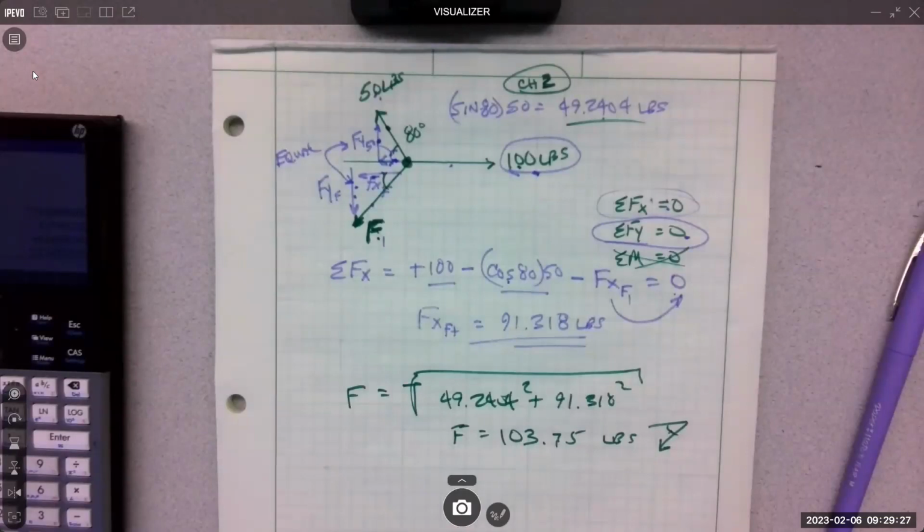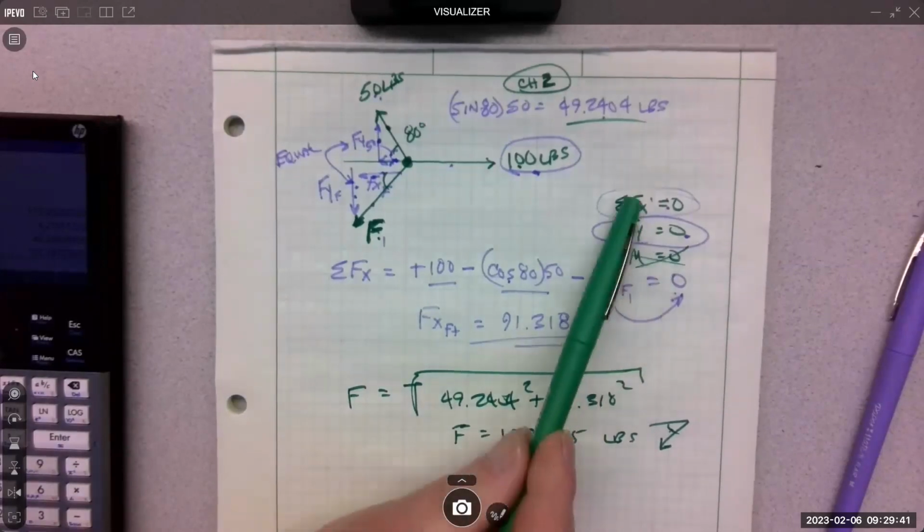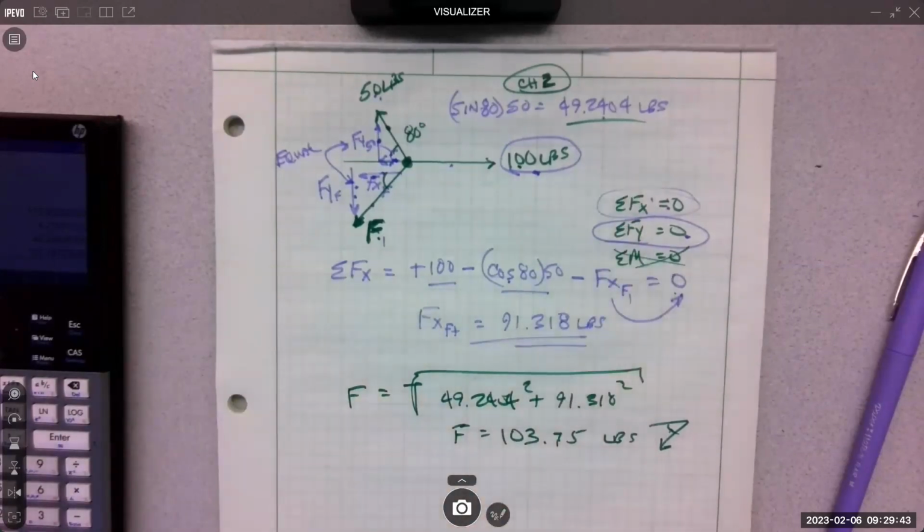Your homework starts with these concurrent systems. So you kind of go back and think, oh, concurrent systems, everything's in one spot. To find out how to put it into equilibrium, you apply these two equations. All the X's have to be equal to 0. All the Y's have to be equal to 0.